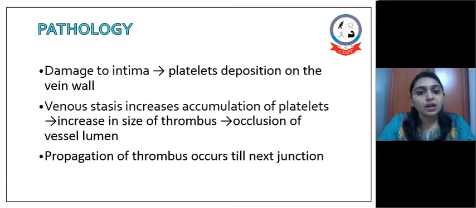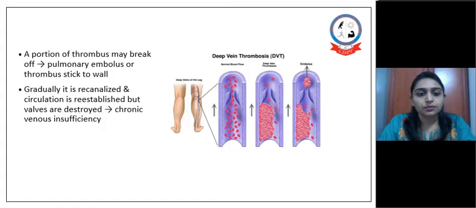Propagation of thrombus occurs till the next junction. A portion of thrombus may sometimes break off and give a pulmonary embolus, or the thrombus just sticks to the wall, reducing the size of the lumen. If that embolus is forwarded into the lungs, it may create pulmonary embolism, and the symptoms may be more difficult to handle.